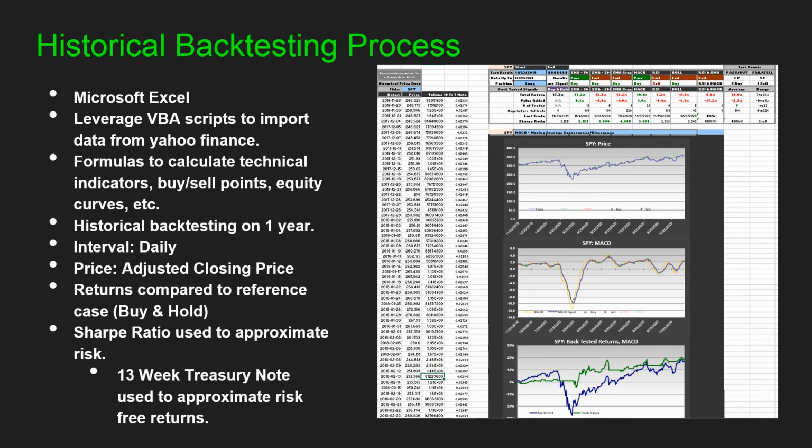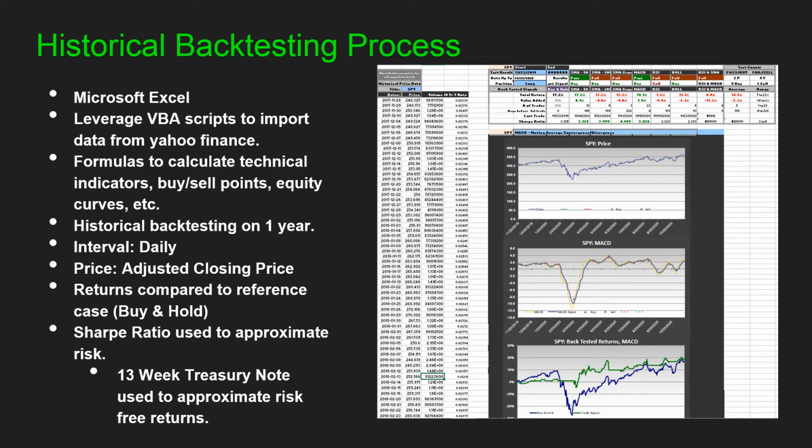Historical backtesting was completed using Microsoft Excel. VBA scripting was leveraged to import daily stock market data from Yahoo Finance. For reference, there are plenty of other platforms that can be used for backtesting, such as R and even several trading platforms. TD Ameritrade's Thinkorswim software makes use of their ThinkScript, which makes it very easy to test strategies and implement in real time. We chose to use Excel for its simplicity and portability since everyone has access to it.